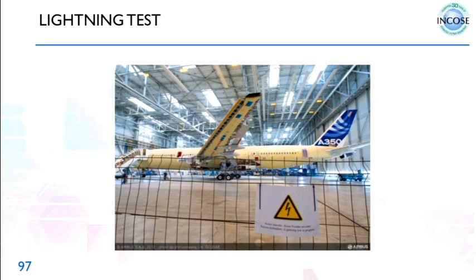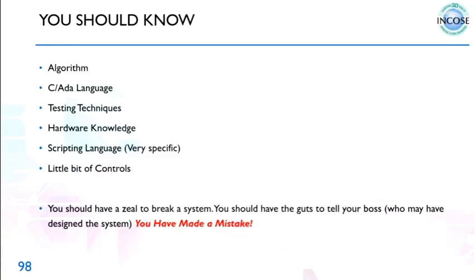Okay, the Wright brothers didn't do this because not much electronics was there. I mean, zero electronics was there, I would say. But today we need to do this and make sure that the electronics actually works with these lightning strikes. Okay. So if you come to this level, you need to know the testing techniques. Very important. You need to know what the hardware is. You need to know what the different scripting languages are.